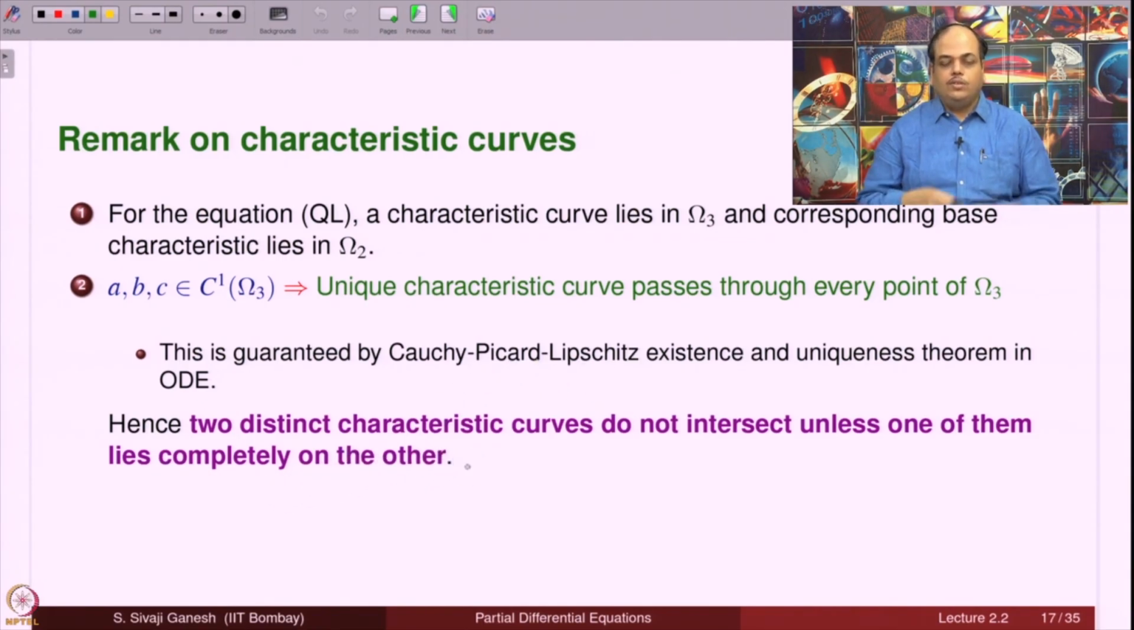It may be that you have a solution which is that long, and if you look at a small piece of that, that is also a solution. So, this is the only way uniqueness is violated. So, we do not consider such things as different solutions. Therefore, two distinct characteristic curves do not intersect unless one of them lies completely on the other.